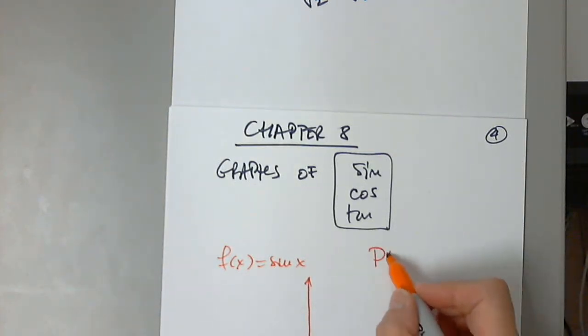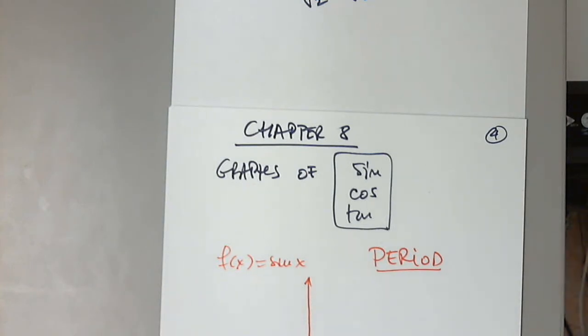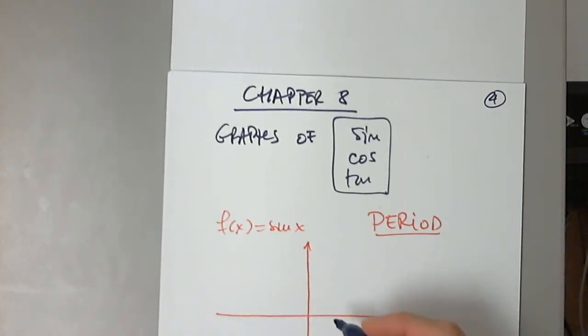We'll also talk about period for each function. All trigonometric functions are called periodic functions. They repeat in chunks, identical chunks. And the chunk is a period. So on each side, I'm going to write pi over 2, pi, 3 pi over 2, and 2 pi. Negative pi over 2, negative pi, negative 3 pi over 2, negative 2 pi.